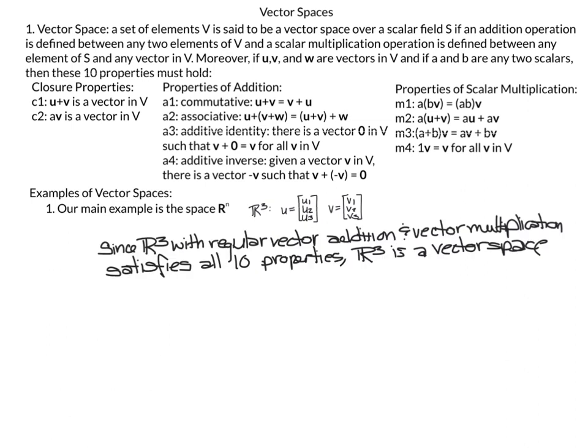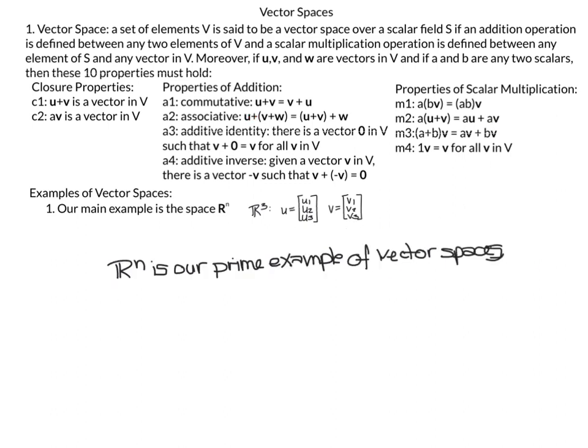So we have just shown that R3, along with the regular definition of vector addition and the regular definition of vector scalar multiplication, satisfies all these 10 properties, so R3 is a vector space. And Rn, in this case we just did R3, but Rn are our prime examples of vector spaces.